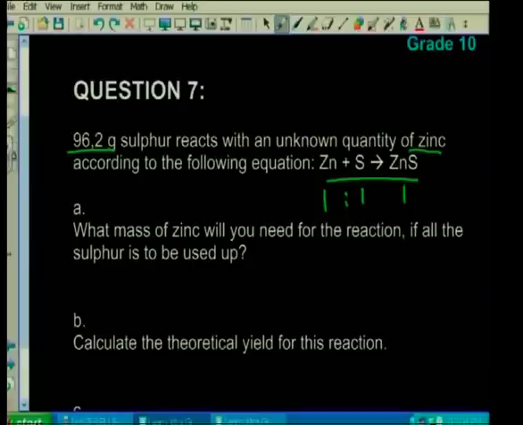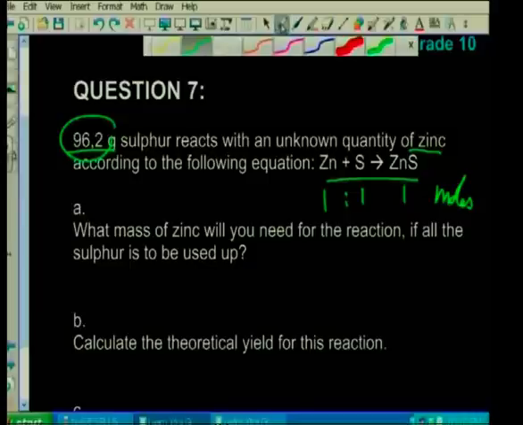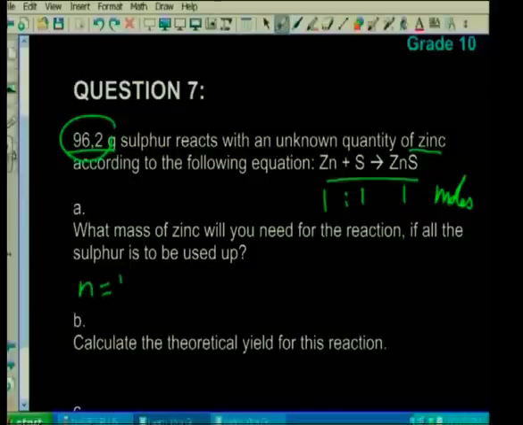What is the mass of zinc you will need for the reaction if all the sulfur is to be used up? So the first step in any one of these calculations is we're going to say, well, how many moles have we got? Remember, this is a ratio of moles. So I know that I've got 96,2 grams of sulfur, and I want to work out the moles of sulfur. The moles of sulfur is equal to the mass divided by the molar mass. The mass is 96,2, and the molar mass was 32. I can check that on the periodic table.